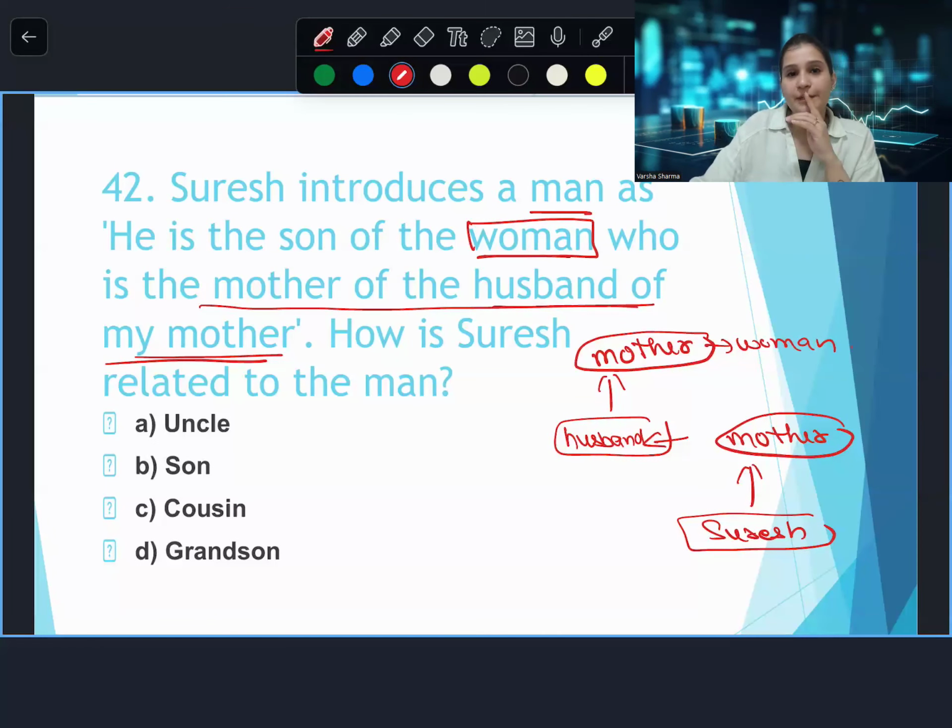Till now, if you have understood, let me know. Yes, ma'am. Okay. This man is the son of this woman. That means who is this man? This husband. So Suresh is related to this man in how? Which way? Son.